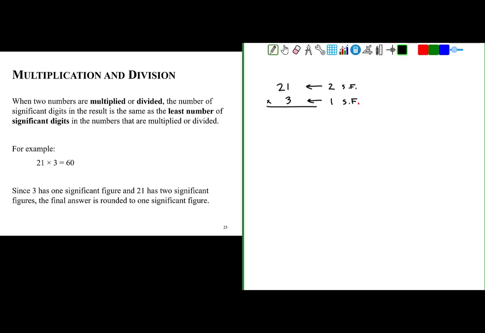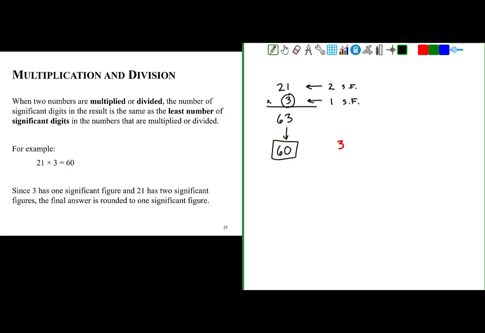Let's multiply these numbers together, so when we multiply them together, the result is 63. But because one of the numbers has one significant figure, we're going to need to round our answer to one significant figure. So even though the result of our calculation is 63, there is uncertainty in the number 3 that we used in our calculation. And that uncertainty is so large, we're going to need to round our number to one significant figure. So in this case, we would round to 60.